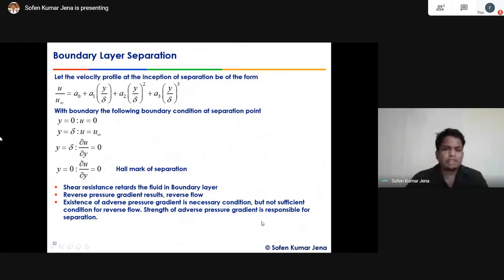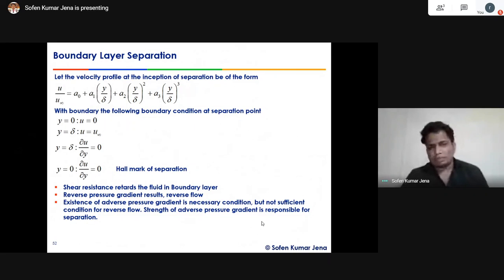The reverse pressure gradient, what will happen? It reverses the flow. The fluid, by virtue of its inertia or acceleration, tries to move forward. It gets that acceleration from our free stream fluid. The shear resistance, del u by del y, tries to retard and pull back the fluid. If there is an adverse pressure gradient, it will also try to pull the fluid back, if the flow has sufficient inertia, it's not always like that.